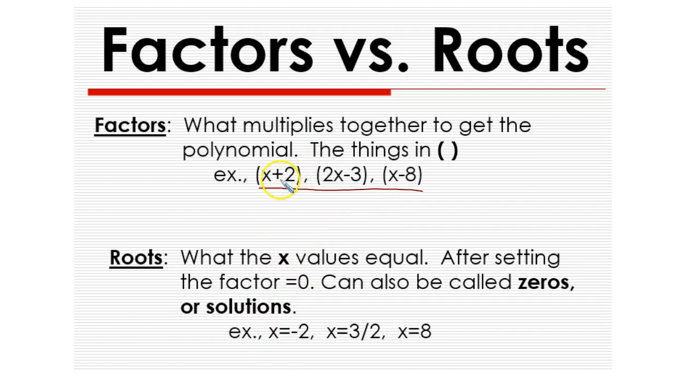Roots are what you get when you set those factors equal to 0. So x plus 2 equal to 0 would give us a root of negative 2. 2x minus 3 set equal to 0 would give us a root of 3 over 2, and x minus 8 equal to 0 would give us a root of positive 8.